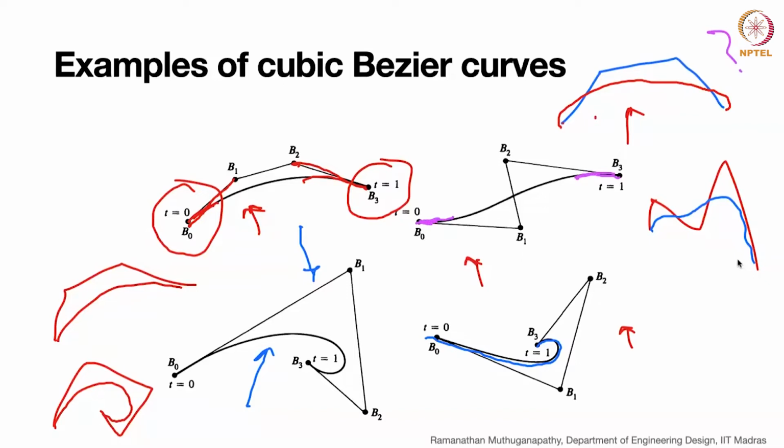I mean, that's what I told some time back, right? This is a very important concept that we are going to use in this lecture. What is the convex hull? Suppose you have these 4 points. What is the convex hull of these 4 points? The quadrilateral itself. So the curve has to lie within the convex hull of this control polygon.